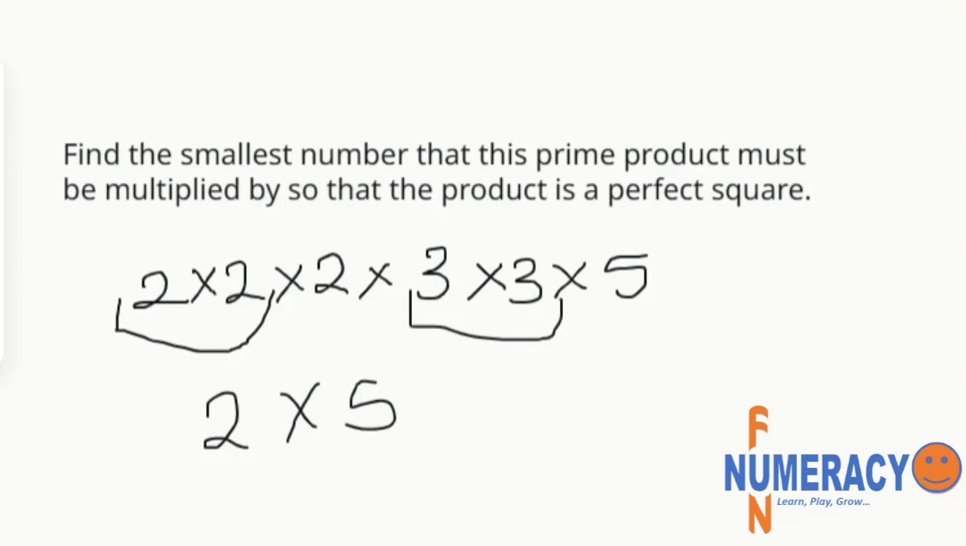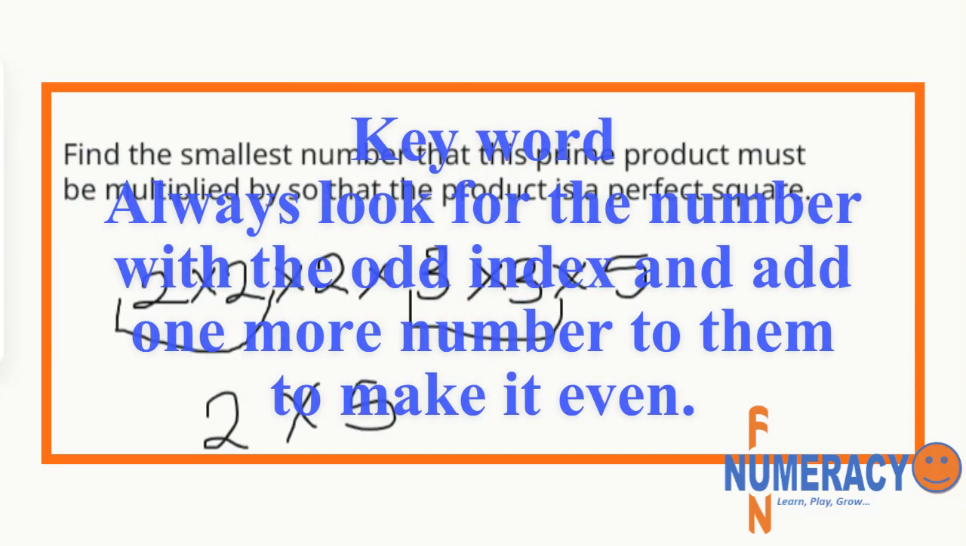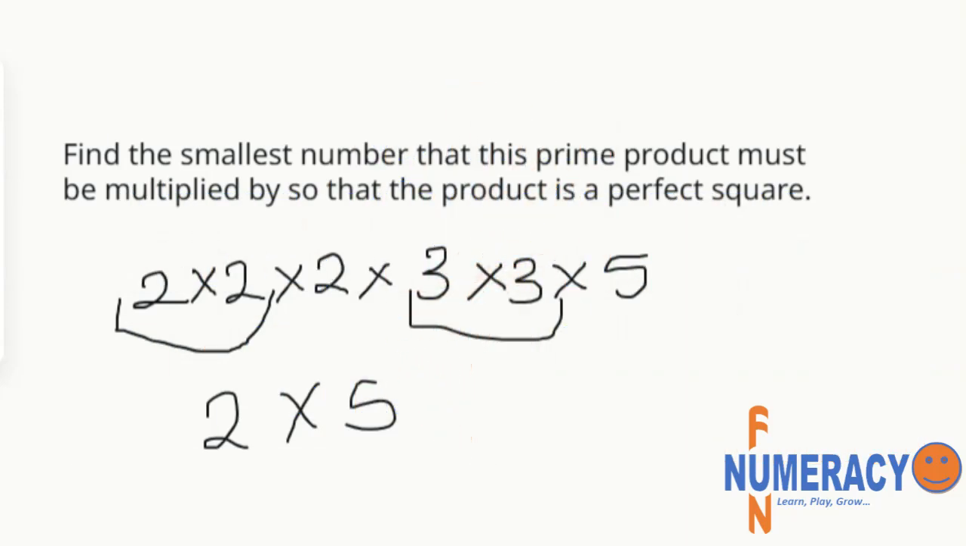The key point is when making a number a perfect square, always look for the odd indices of its product of prime numbers. When you find the odd indices of its product of prime numbers, pick out those numbers that have odd indices. Then you can multiply them. That's what will give you the smallest number you can multiply a number by to make it a perfect square.